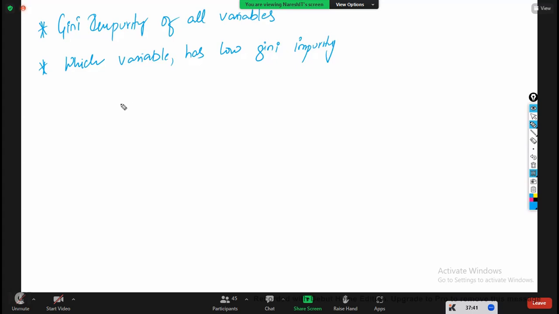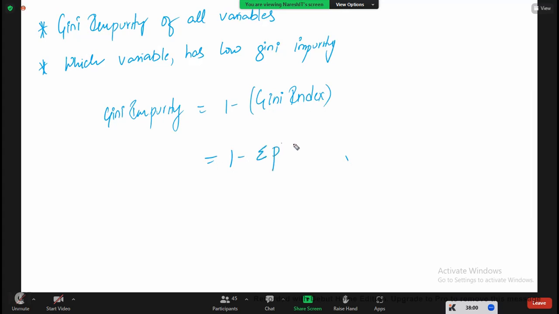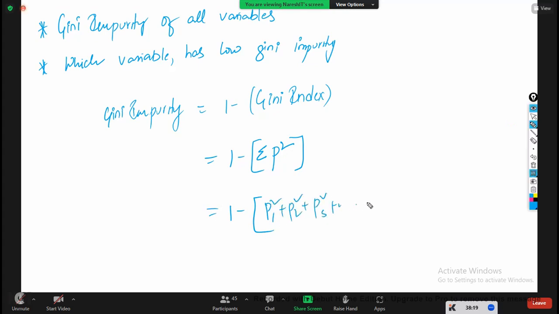Now, how to calculate the Gini impurity? Gini impurity is equal to 1 minus Gini index. What is meant by Gini index? Sigma p square is called the Gini index. So 1 minus sigma p square. What is meant by sigma p square? It means p1 square plus p2 square plus p3 square and so on up to pn square.